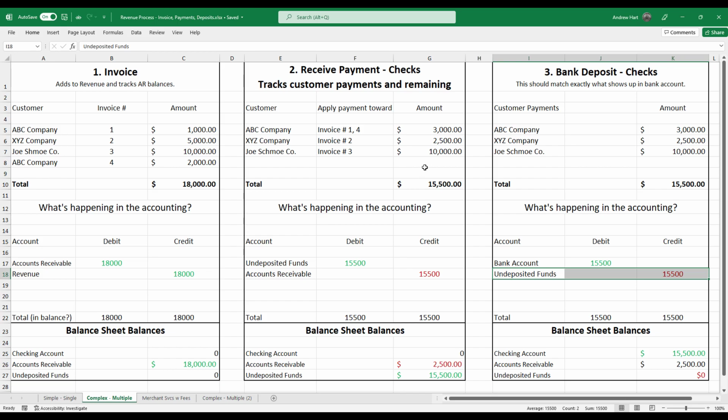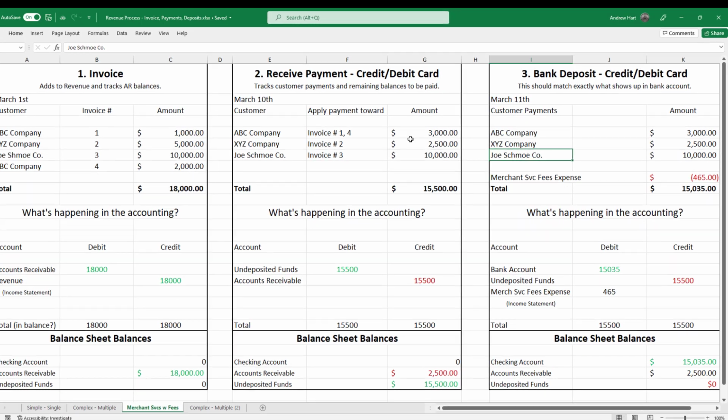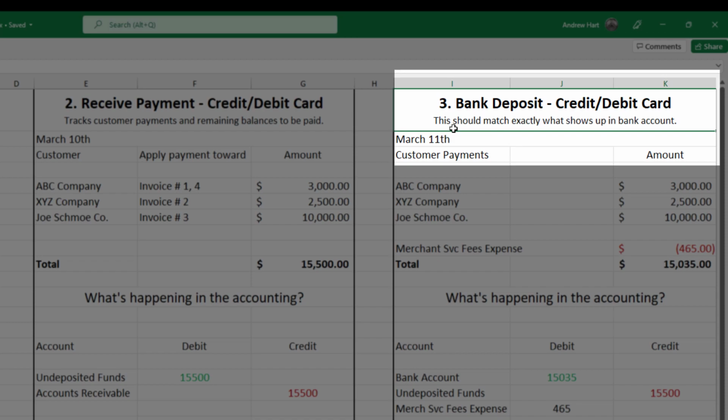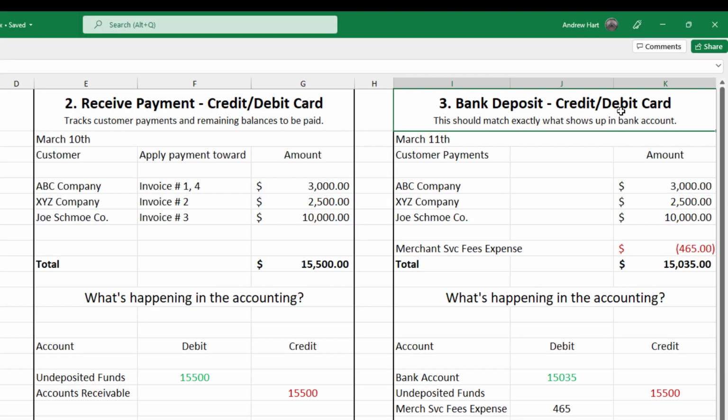Okay, and I want to highlight this. We're going to get over here, and this box right here. Okay, this, the bank deposit, it has to match exactly what shows up in your bank account. Okay, so our job is to make our books match reality. When our bank account shows a line item for a customer payment, let's say, if that number differs from what's on the, well, we can't use checks in this time.